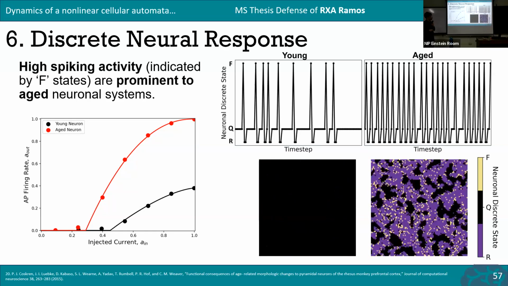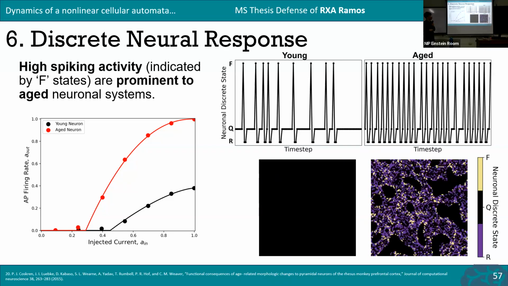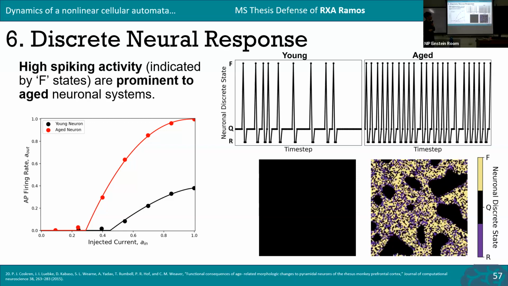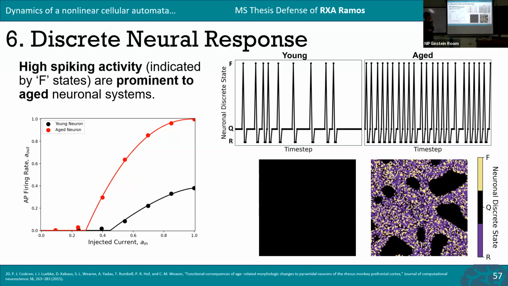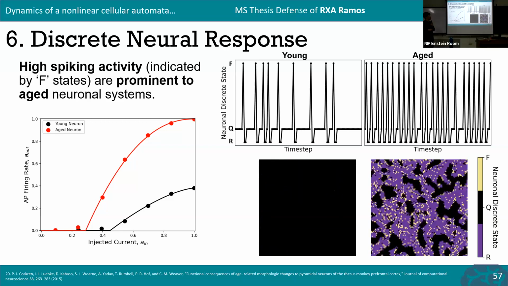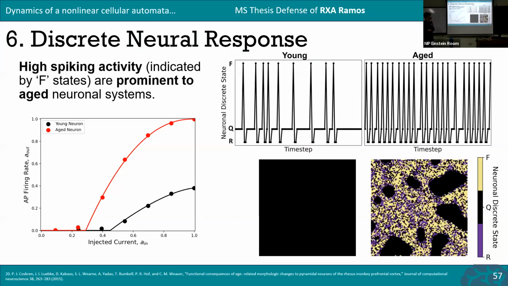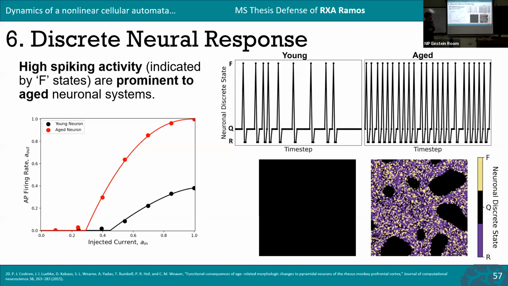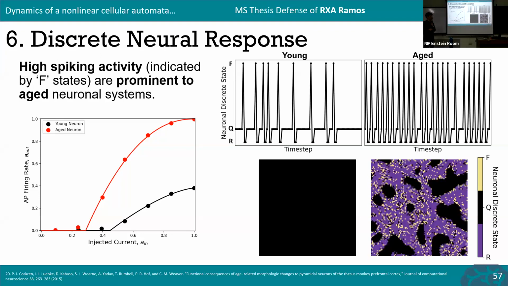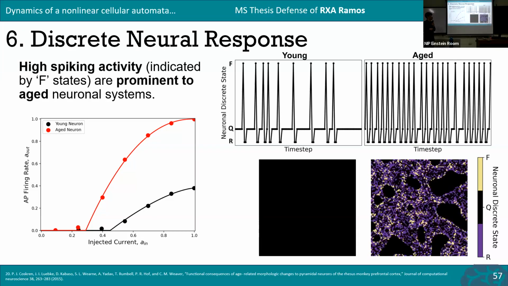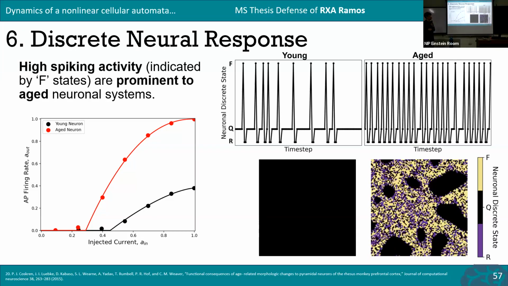The animations below are the spatiotemporal activity of this discrete neural response for the whole lattice. So we observe that high spiking activity, indicated by the F states here, the yellow ones, are prominent in aged neuronal systems. And again, for younger systems, we need at least 5% of the stimulus to be injected in order to sustain some activity in this younger neuronal system.